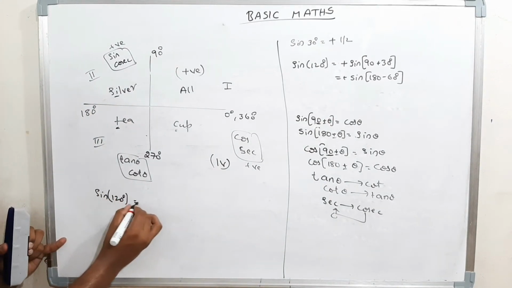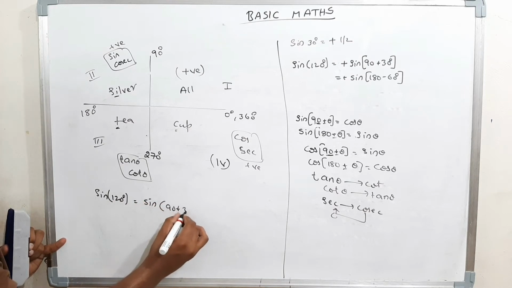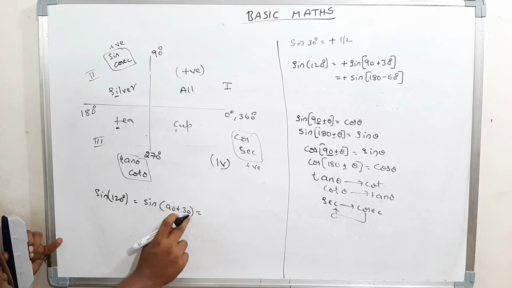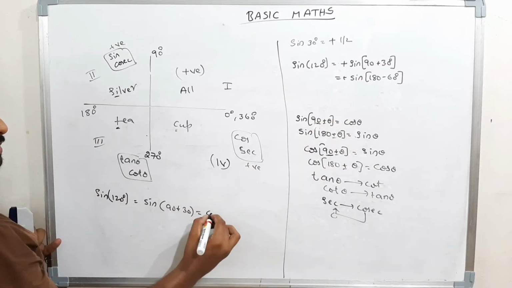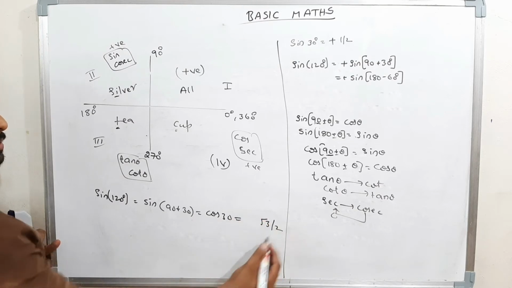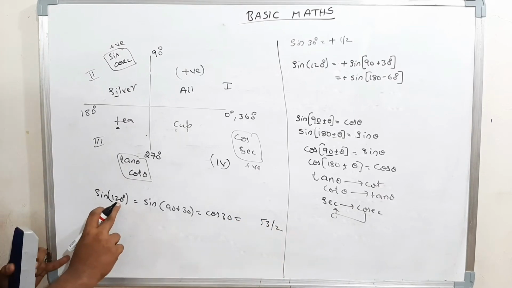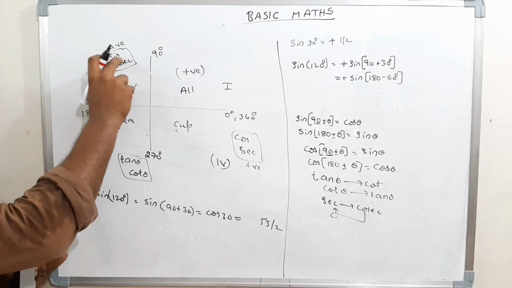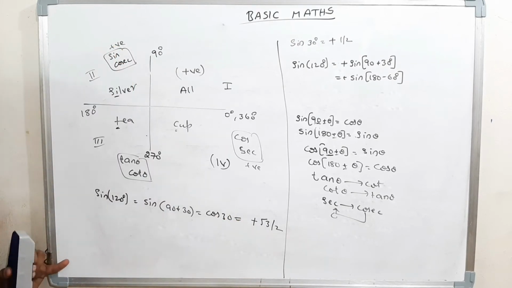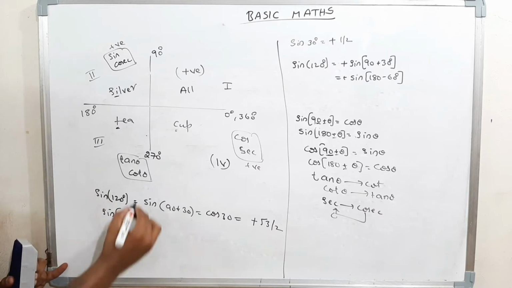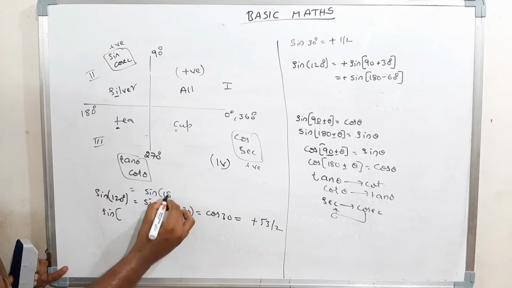Sin 120. I can write as sin (90 plus 30). When it is odd multiple of 90, then what will happen? Sin (90 plus theta) will become cos theta. That is cos 30. Cos 30 means how much? Root 3 by 2. Now sin 120. 120 means second quadrant. Is sin value positive or negative? Sin value is positive. Therefore keep positive. Now next, one more thing. Okay, this one also we can solve in another method. Sin (180 minus 60).